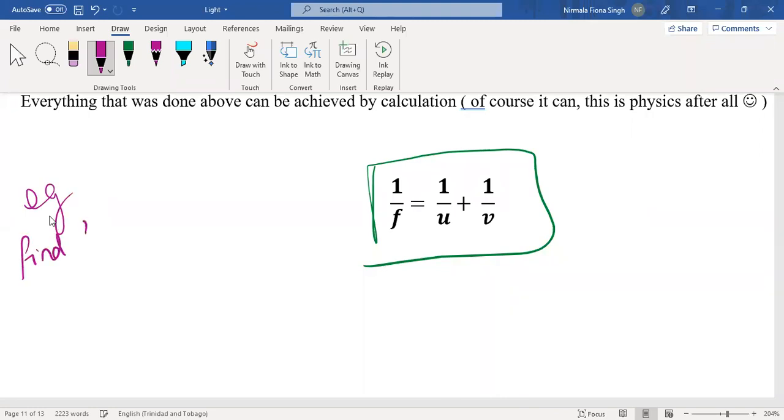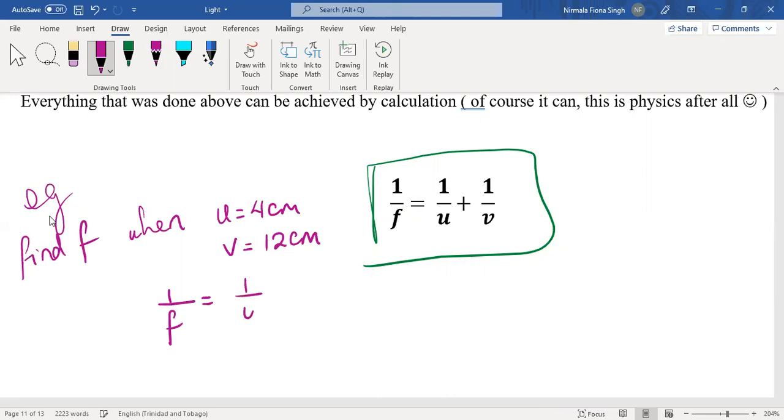I want you to find f when u is equal to 4 centimeters and v is equal to 12 centimeters. I want to find my focal length. 1 over f is equal to 1 over u plus 1 over v. So where I see u and v, I plug in my numbers. So I'm going to get 1 over 4 plus 1 over 12.